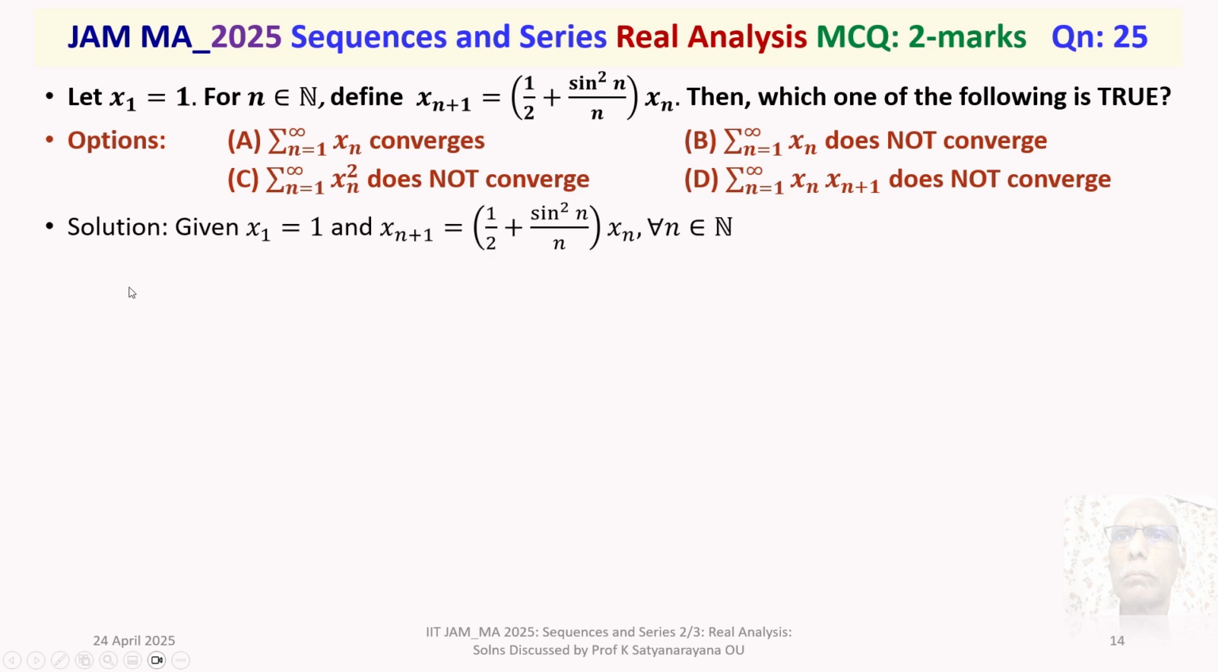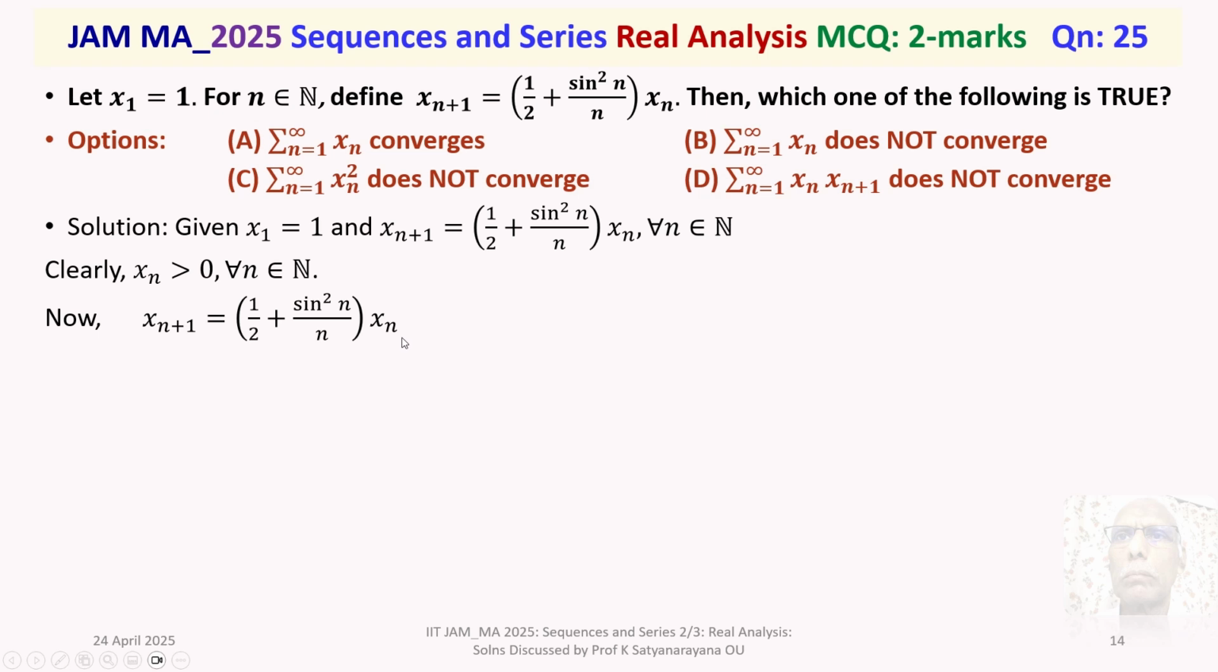So let's now discuss the solution of the problem in detail. We are given x1 equal to 1, x(n+1) equal to (1/2 + sin²n / n) xn for all n belonging to N. So very clearly xn is positive for all n belonging to N. We have to talk about whether the series sum of xn converges or not.